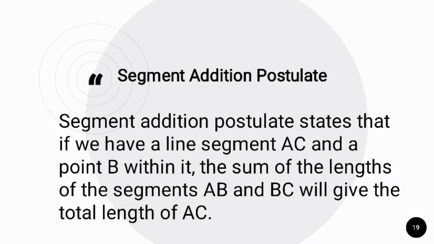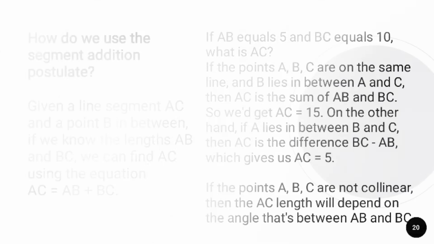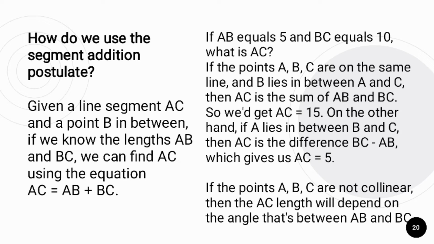Segment addition postulate. The segment addition postulate states that if we have a line segment AC and a point B within it, the sum of the lengths of segments AB and BC will give the total length of AC. So how do we use the segment addition postulate? Given a line segment AC and a point B in between, if we know the lengths of AB and BC, we can find AC using the equation AC equals AB plus BC.